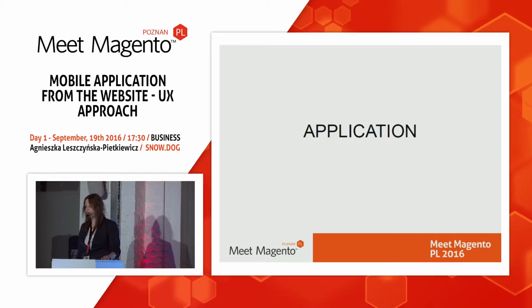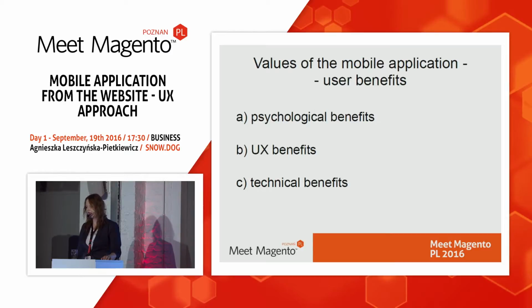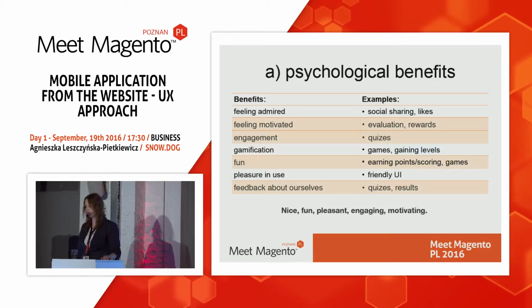All right, so let's go to the core of the presentation, and we will talk about the application. There are some values of a mobile application, which can be users' benefits. Of course, there are many values we can think about, but I will just distinguish psychological, UX, and technical benefits for the users. For example, psychological benefits for the user. He wants to be admired, so you add social sharing and the ability to like something. Feeling motivated is a benefit as well. So you give him some kind of evaluation, rewards. If you do this and that, we will give you this and that.